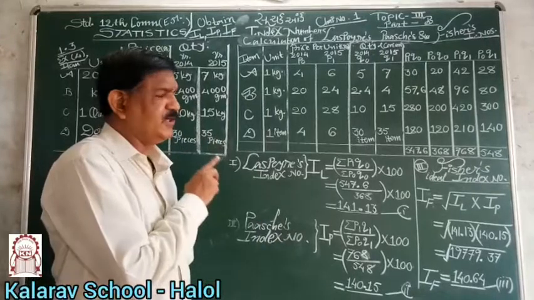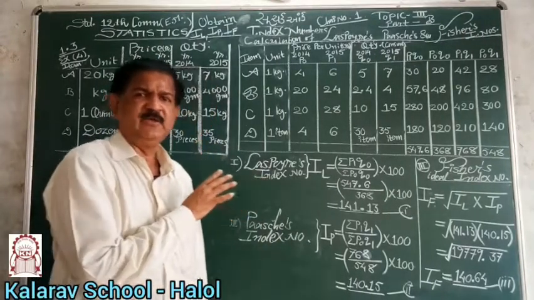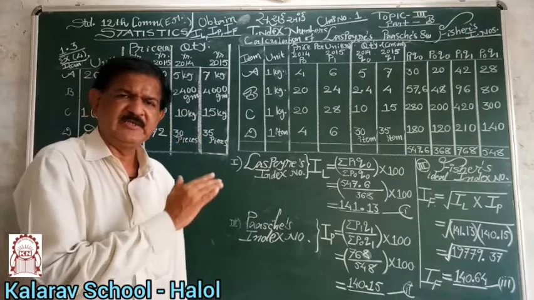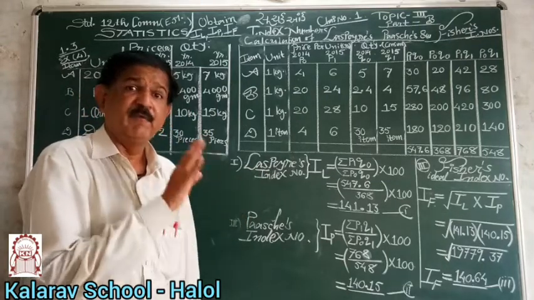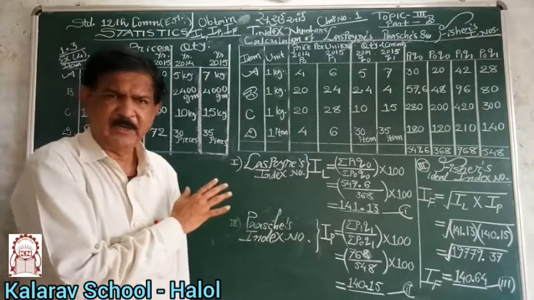In exercise 1.3, page number 29, whatever examples you can complete, please complete, and a minimum of 5 to 7 sums of this type should be done in order to practice. This type of example can be asked in section E or section F for 4 to 5 marks. The weightage of this example is 4 to 5 marks. So please practice.